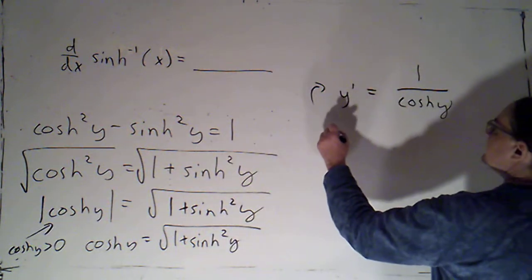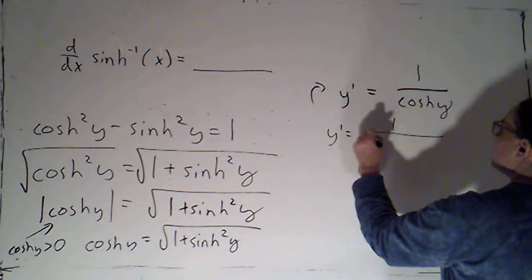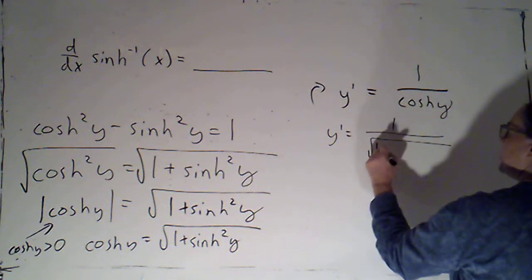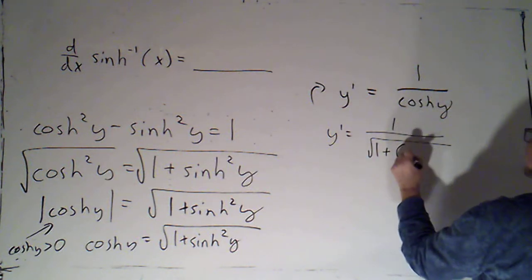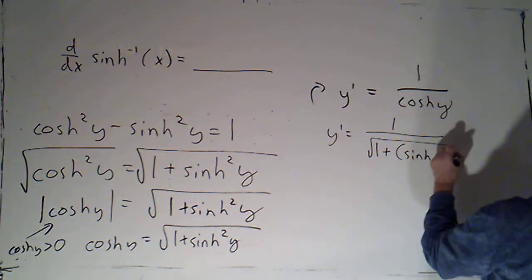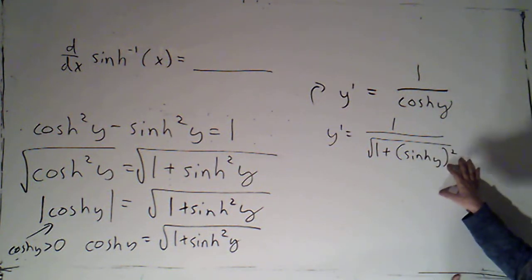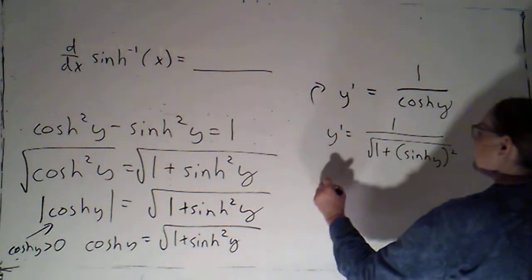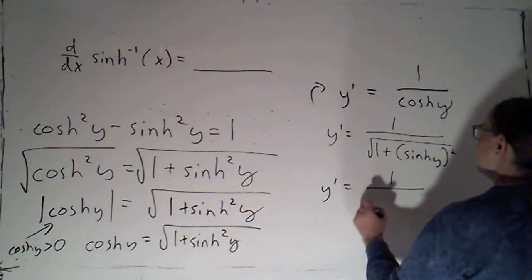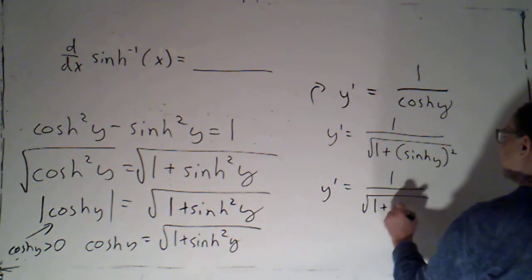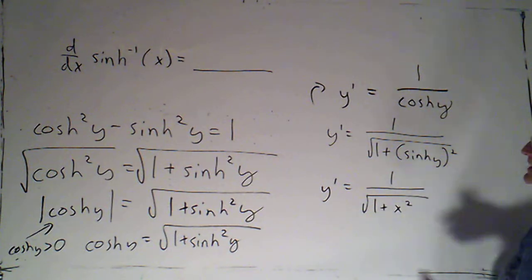Awesome. So this becomes y prime is 1 over the square root of 1 plus, and I'm just going to emphasize that that's sinh of y quantity squared. But remember, sinh of y for this problem was x. So y prime is 1 over root 1 plus x squared.